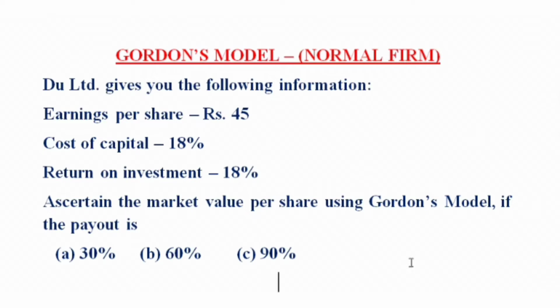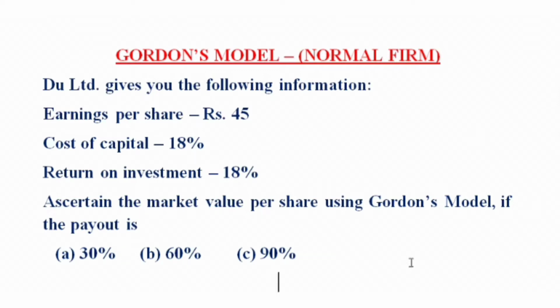Due Limited gives you the following information: earning per share rupees 45, cost of capital 18 percentage, return on investment 18 percentage. Ascertain the market value per share using Gordon's model if the payout is 30 percentage, 60 percentage, or 90 percentage.